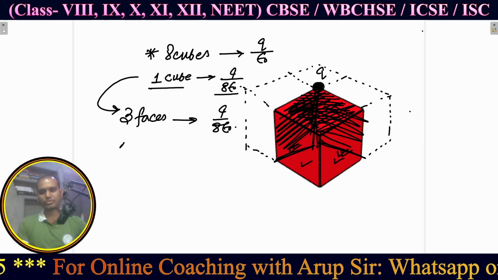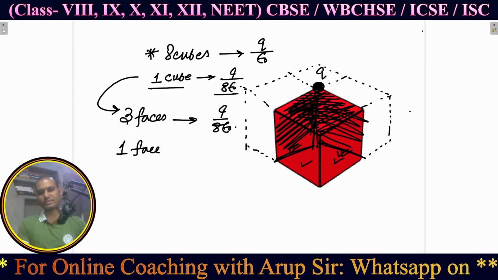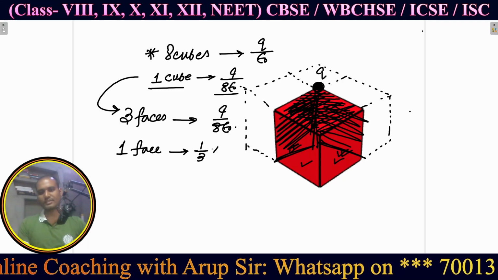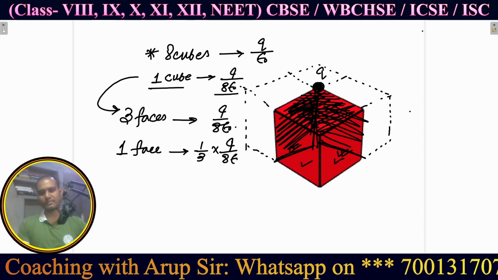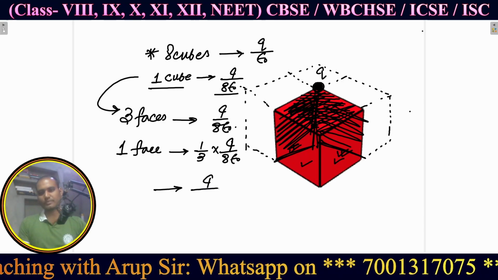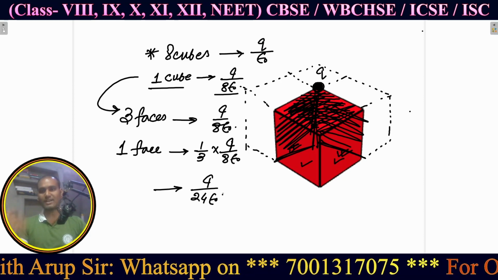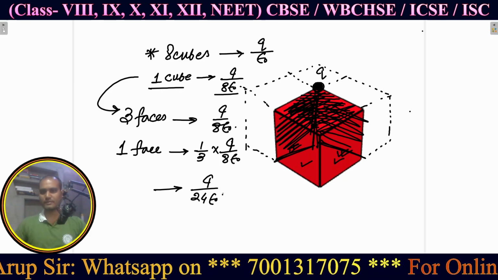Okay, so our question was through one face how much flux will pass. That will be 1 by 3 into q by 8 epsilon naught. So the answer is q by 24 epsilon naught. This is the correct answer. Through one face, this much amount of flux will pass.